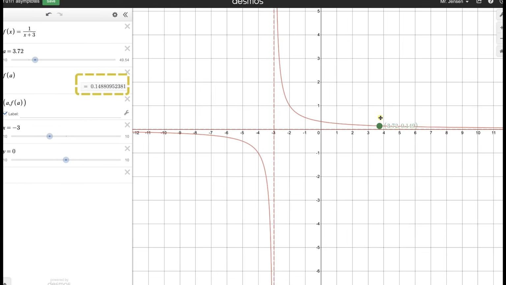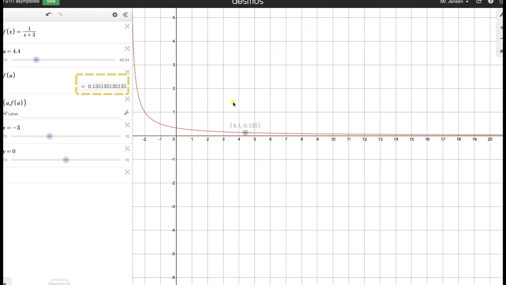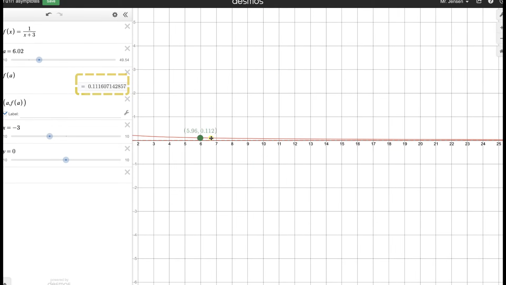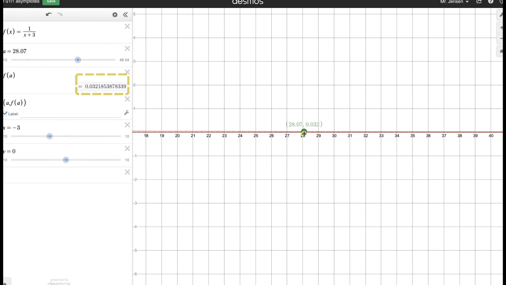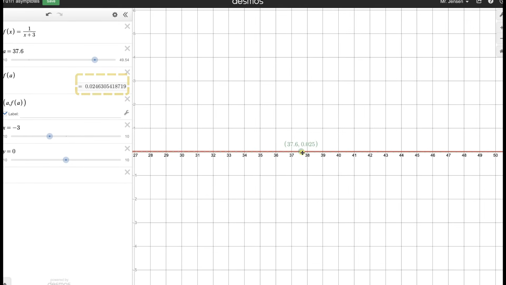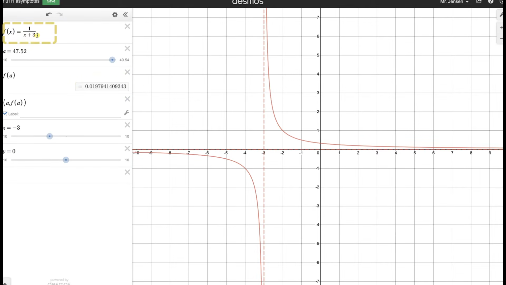But it doesn't matter how big of an x value we plug in. Let me keep moving this point over. Doesn't matter how big this x value gets, this y value just keeps getting closer and closer to 0. It'll never actually get there. See, the y value is still not at 0, and it'll never get there. It'll just keep getting closer to it. And if we think about this function, the bigger the value we put in for x, the bigger the denominator is going to get.